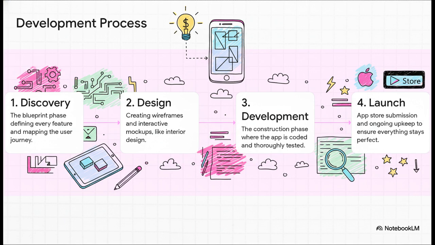Next up is design. Think of this as the interior design phase. You're creating wireframes, mock-ups, making it look and feel right. It's only then that you move to development, the actual construction where the code gets written. And finally, launch and maintenance. This is like moving in and then just handling the ongoing upkeep to make sure everything stays running perfectly.